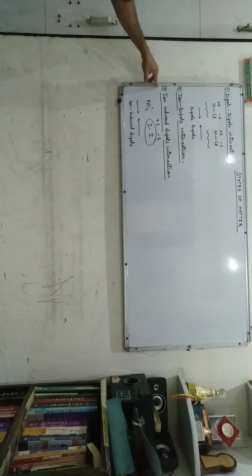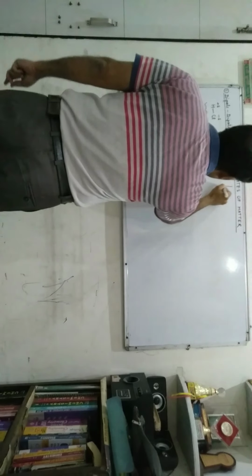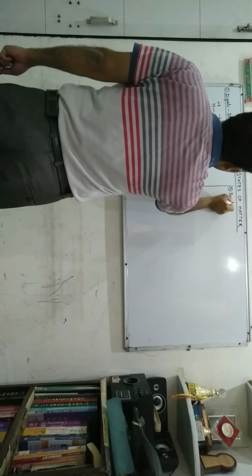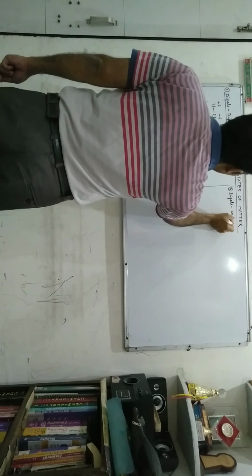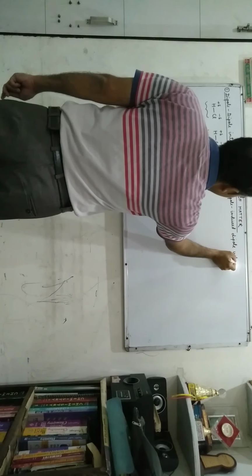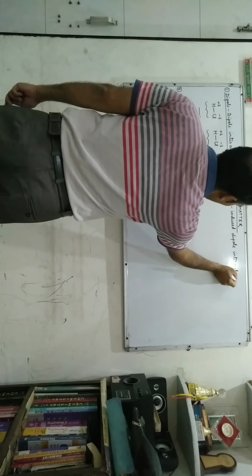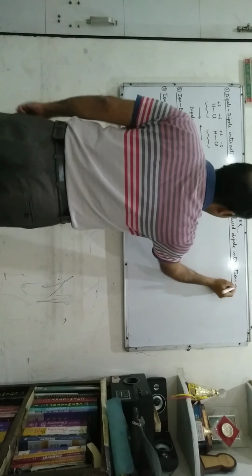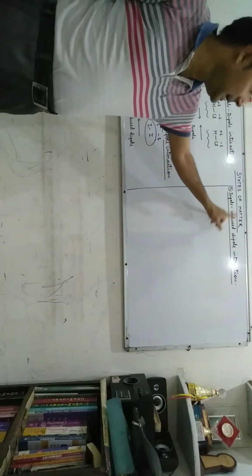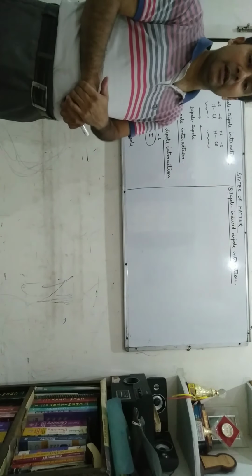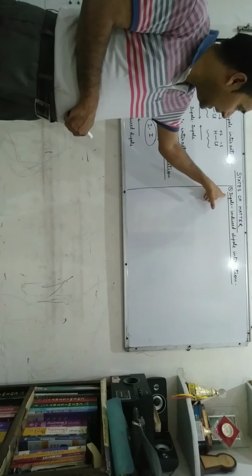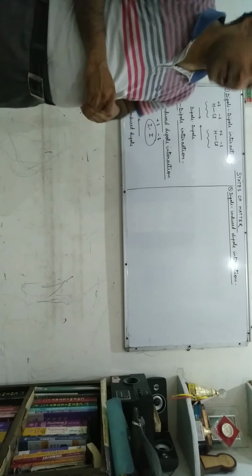Now let us discuss dipole induced dipole interaction. The fourth type of interaction is dipole induced dipole interaction. It should be noted that a non-polar molecule may get polarized by bringing it near a polar molecule, and the interaction between them is said to be dipole induced dipole interaction.